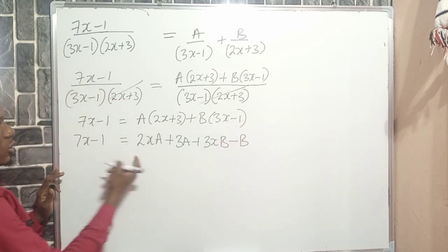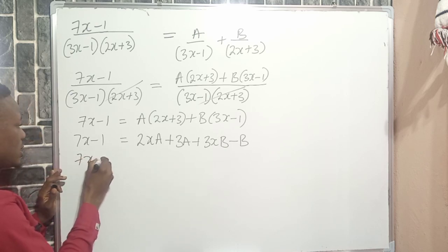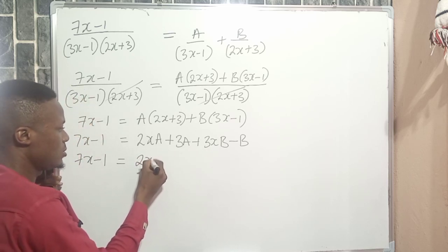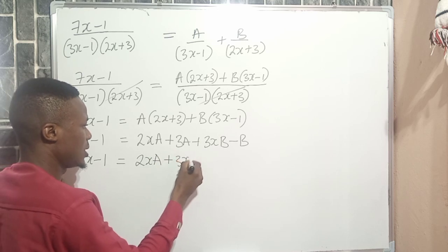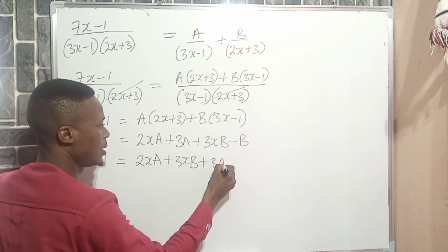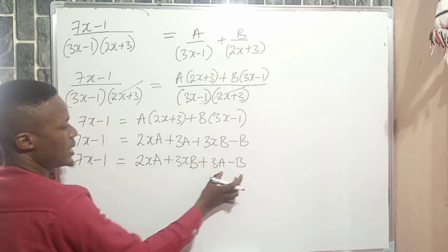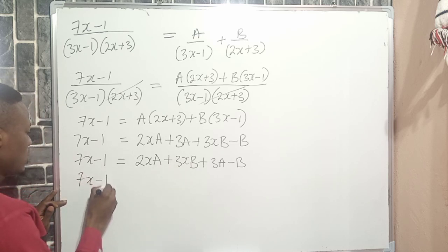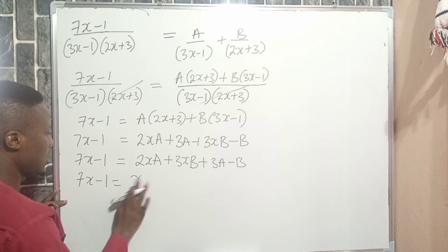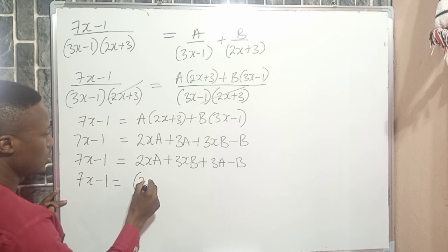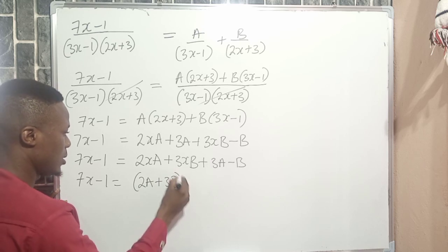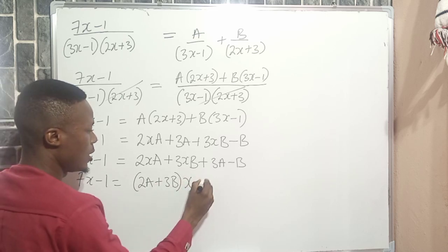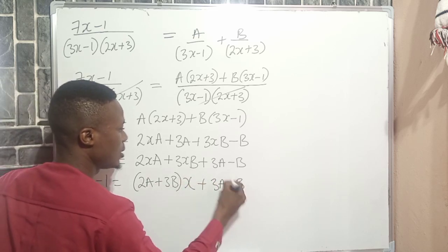Okay, you compare coefficients or you collect like terms first. So 7x take away 1 is equivalent to: this has x, this has x, so you bring them together. You have 2xA plus 3xB plus 3A then minus B. These two have no x in them, so they are seen as the constant. Now x is common here, so 7x take away 1 is x, or rather, (2A plus 3B) bracket x, because x times this gives you this, x times this gives you this, plus 3A take away B.